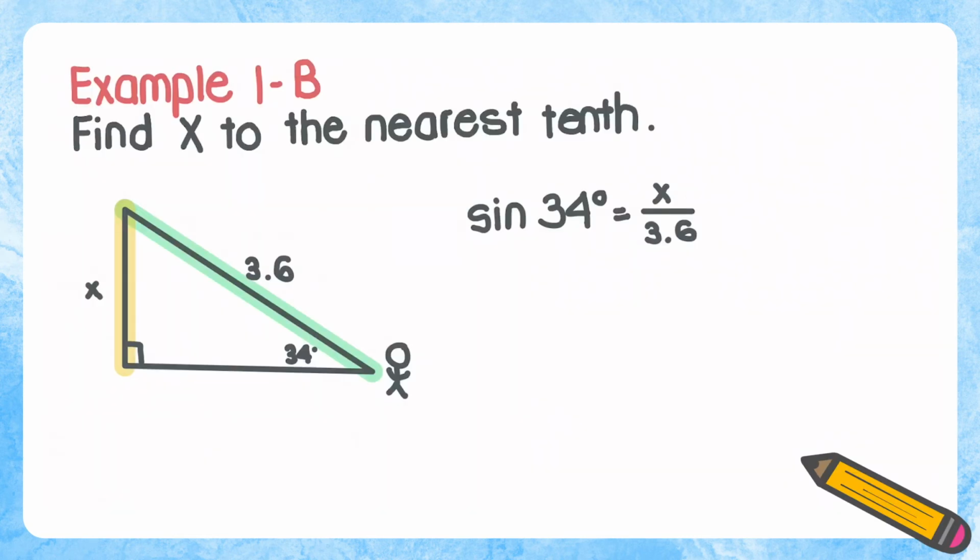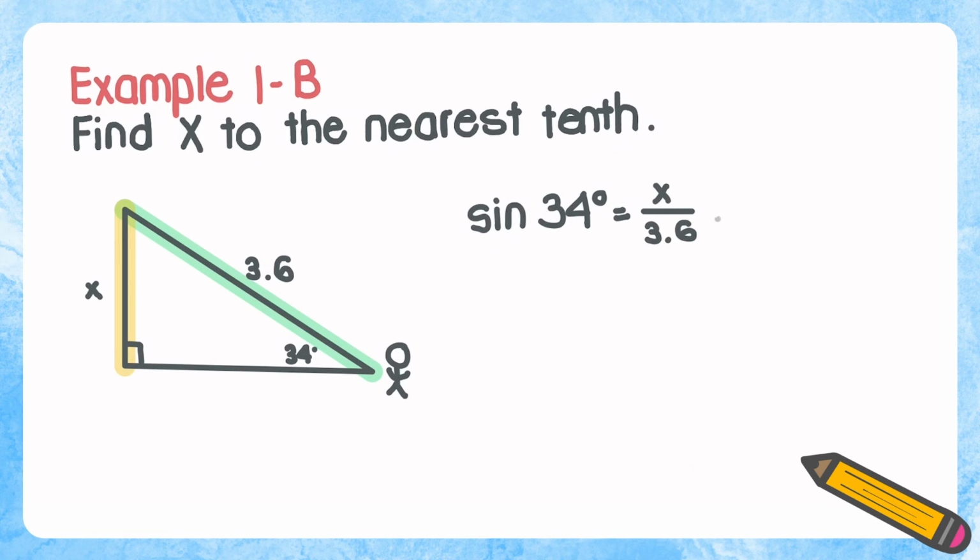So we're back to example 1, but now we're on part B. We're actually going to find x to the nearest tenth. So earlier in part A, we set up the trig ratio: sine of 34 degrees equals x over 3.6. And we're going to solve for x to find that missing side length.